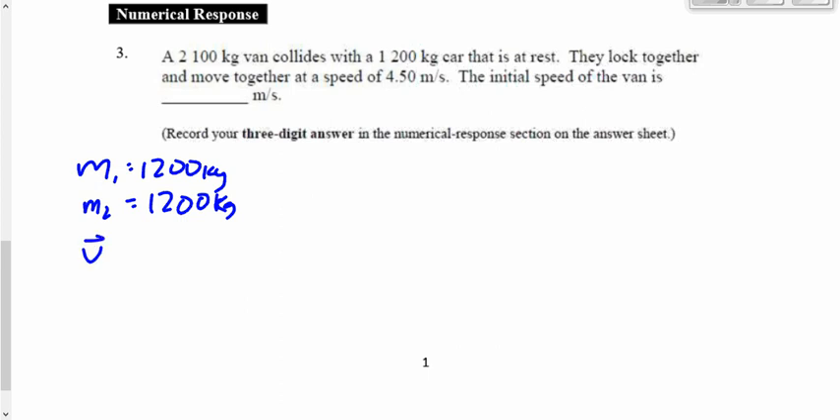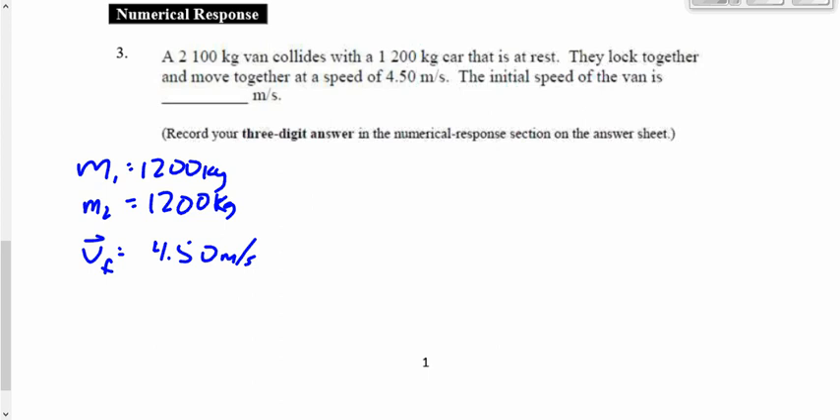There's a velocity here of 4.50 meters per second. What velocity would that be? V1, V2, V something else? Just VF. Yeah, they lock together, right? What else do I have if I read between the lines here? Yeah, no, not V1I.